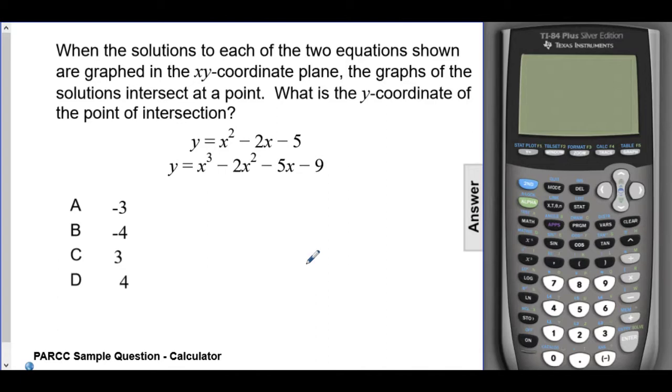When the solutions to each of the two equations shown are graphed in the xy coordinate plane, the graphs of the solutions intersect at a point. What is the y coordinate of the point of intersection?